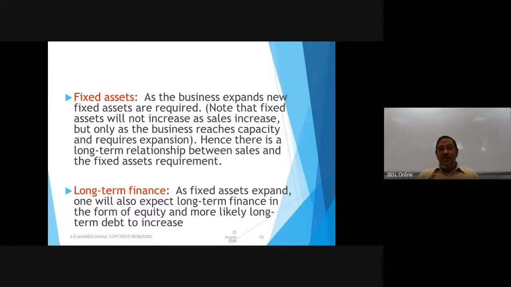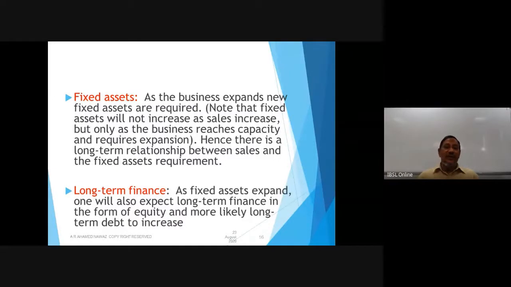To earn profits, to increase the profit by increasing the business, the fixed assets have to be kept in the same size. Fixed cost should not be changed. Then the profit can be increased. Hence, there is a long-term relation between sales and the fixed asset requirement. It is not short-term in nature.